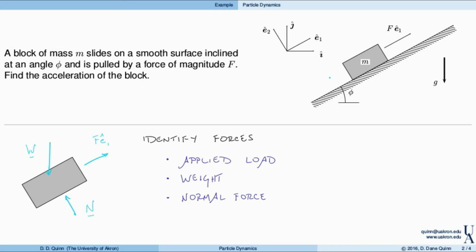And then the motion here is only in the E1 direction. So notice that as part of the problem statement, we have defined I and J as horizontal and vertical. Then E1 is along the plane, and E2 is perpendicular to the plane.